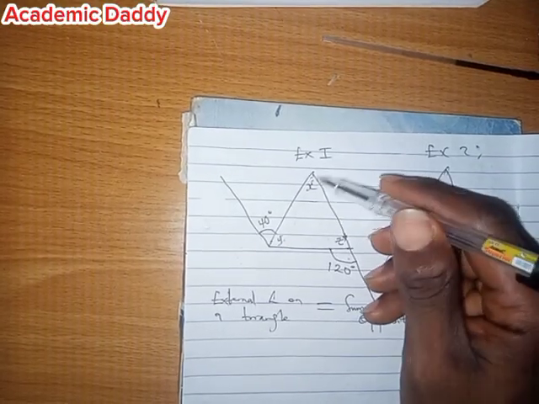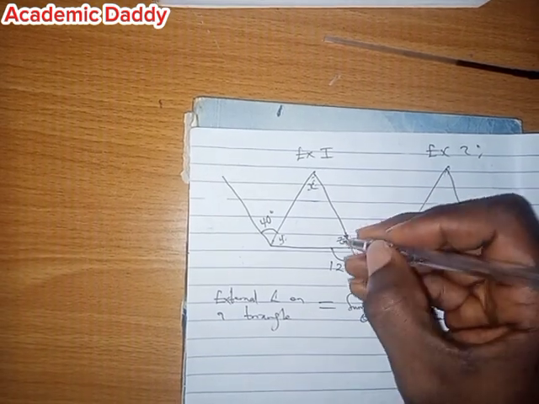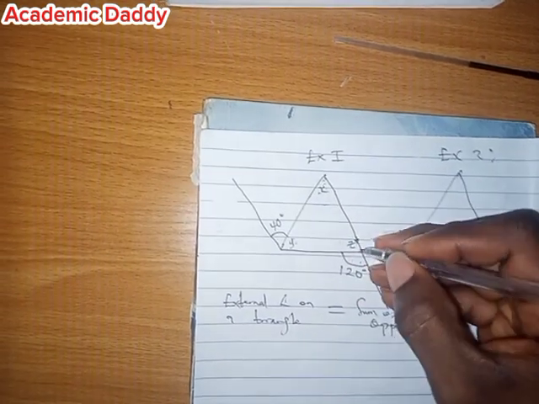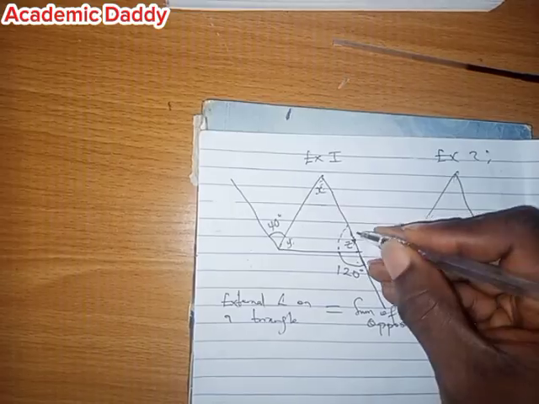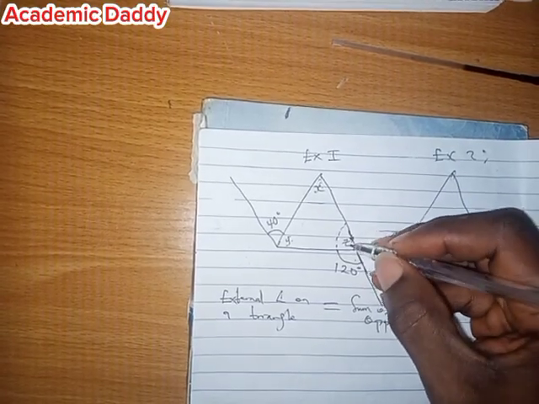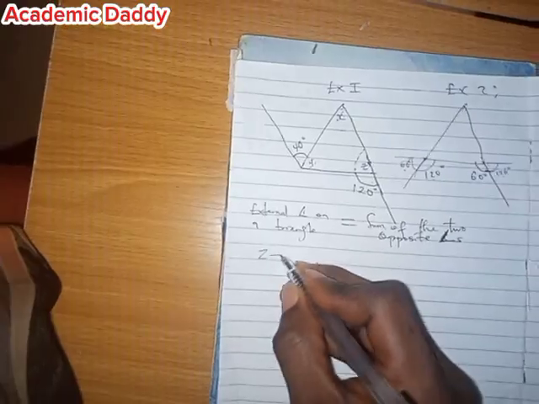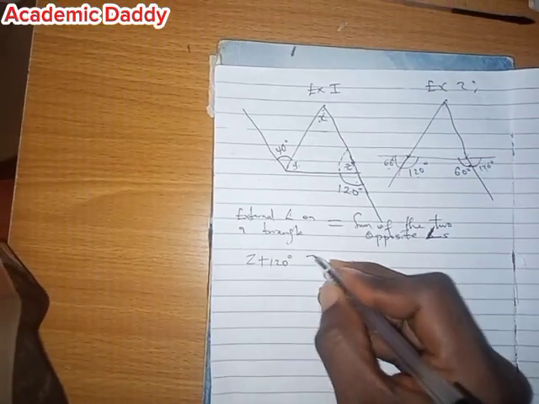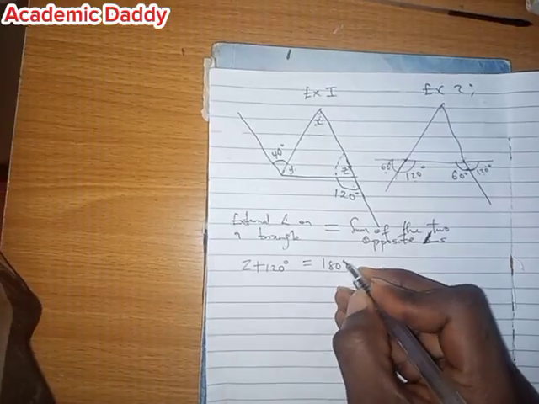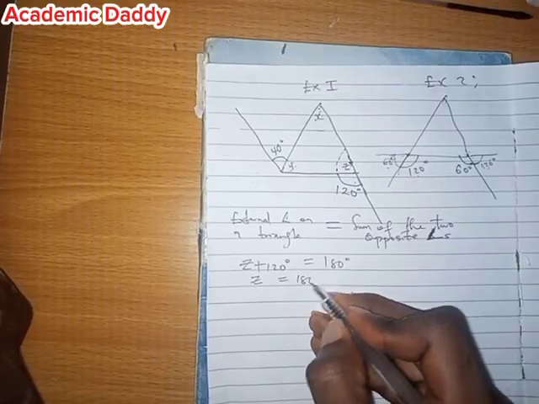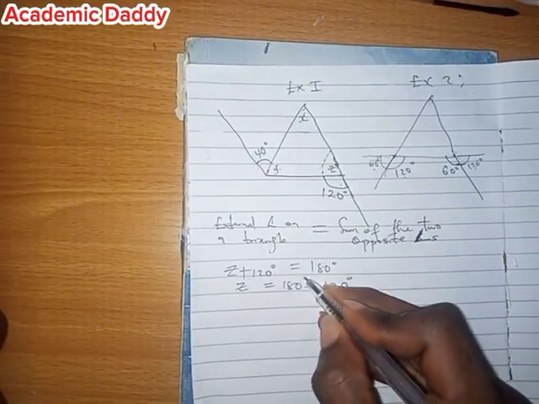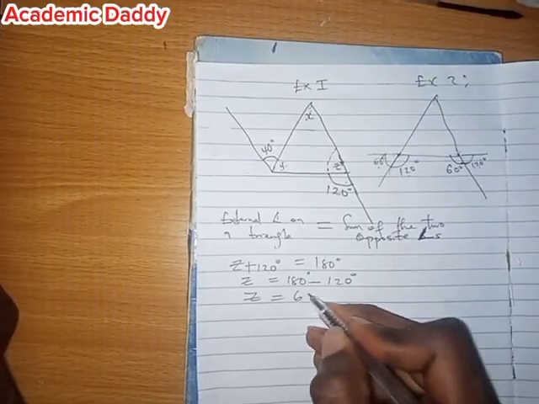But if saying it confuses you, all you need to do, as you've seen now, is notice that this is a straight line. So you see a straight line. That means Z plus 120 degrees equals 180 degrees, angles on a straight line. So Z will be equal to 180 minus 120 degrees, so Z will be equal to 60 degrees.